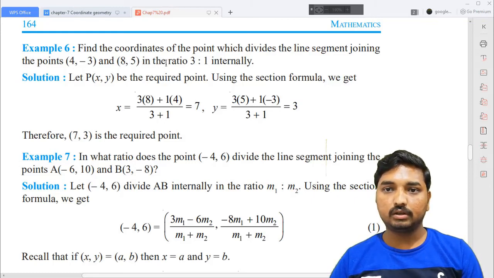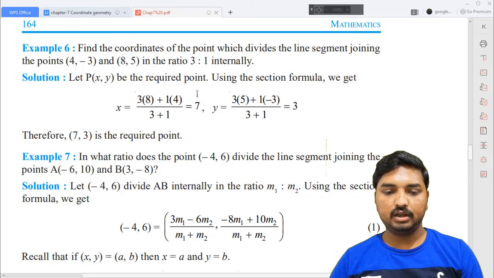You need to find out x comma y. You know the formula. So just look here, x is equal to m1 x2 plus m2 x1 divided by m1 plus m2. So what is m1? 3. And what is x2 actually? Not x1, x2. x2 means 8. Plus m2, here m2 means 1. And then here it is actually x1. x1 means 4. Divided by m1 plus m2.